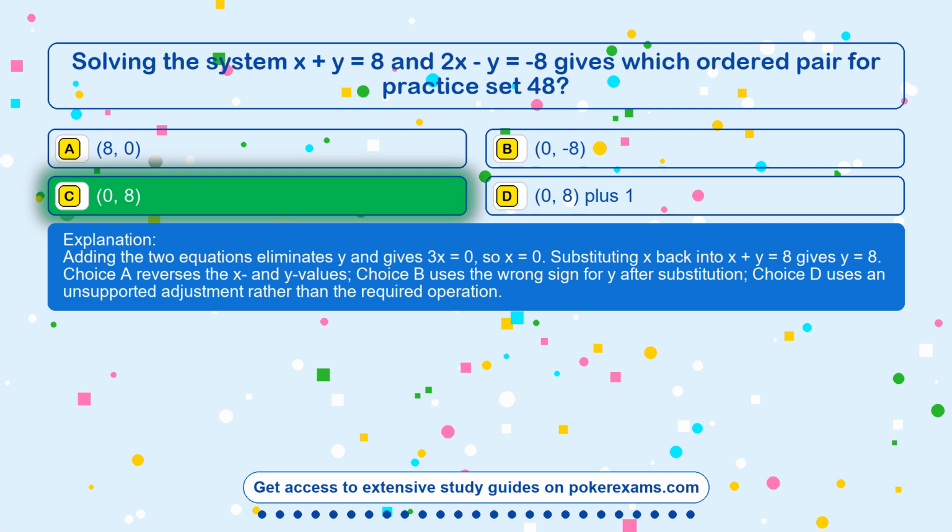Choice A reverses the x and y values, choice B uses the wrong sign for y after substitution, choice D uses an unsupported adjustment rather than the required operation.